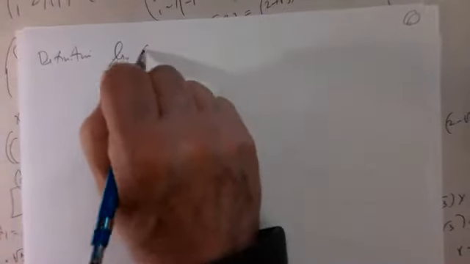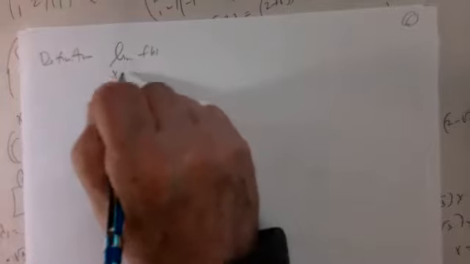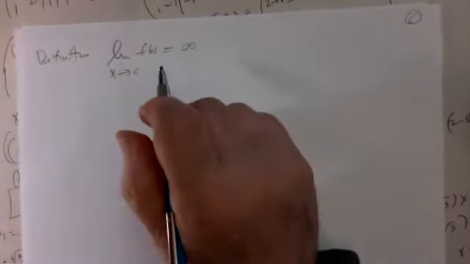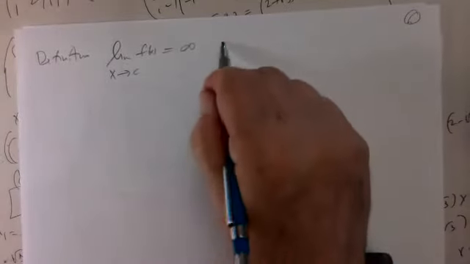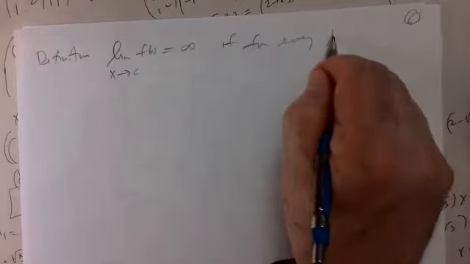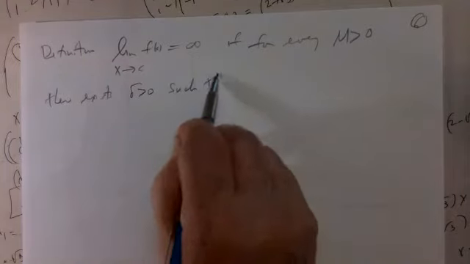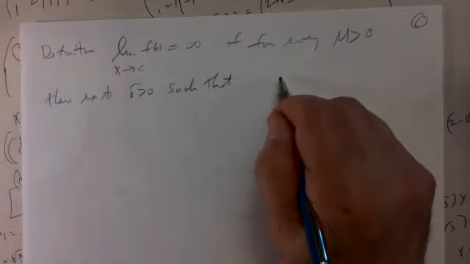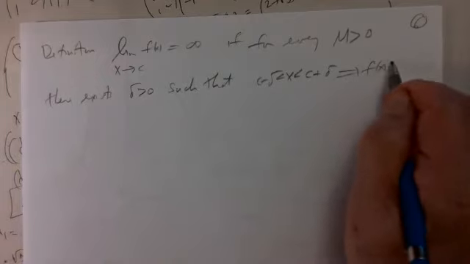We say for a function f of x, the limit of f of x as x approaches c is infinity if for every number m, no matter how big, every positive number m, there exists a number delta, that's a small lowercase Greek letter delta, greater than 0, such that if x is within delta of c, so if x is less than c plus delta and greater than c minus delta, then f of x is greater than m.